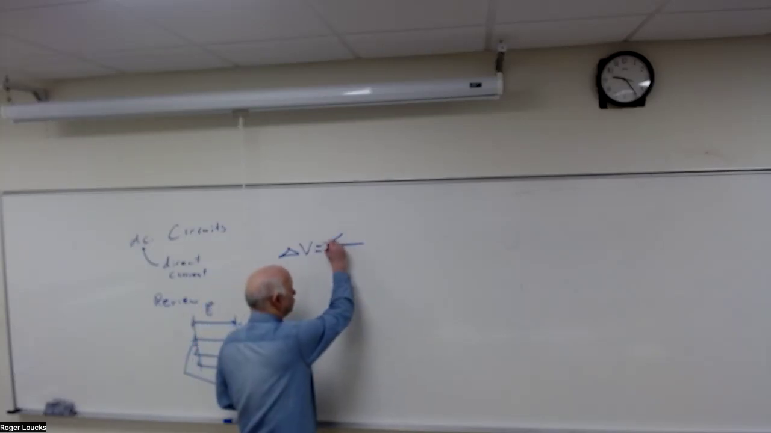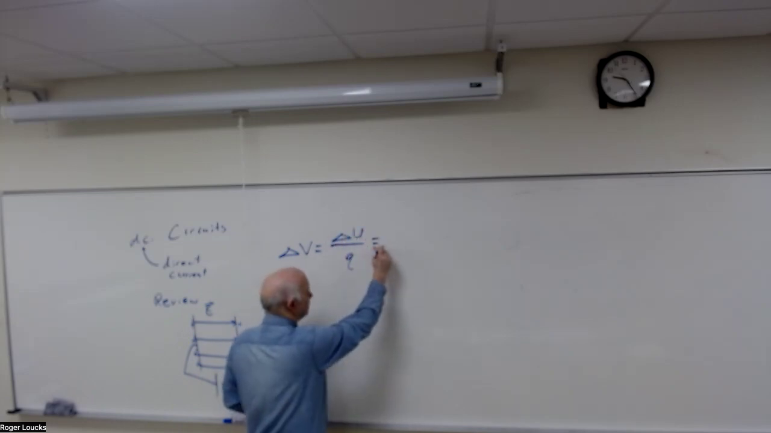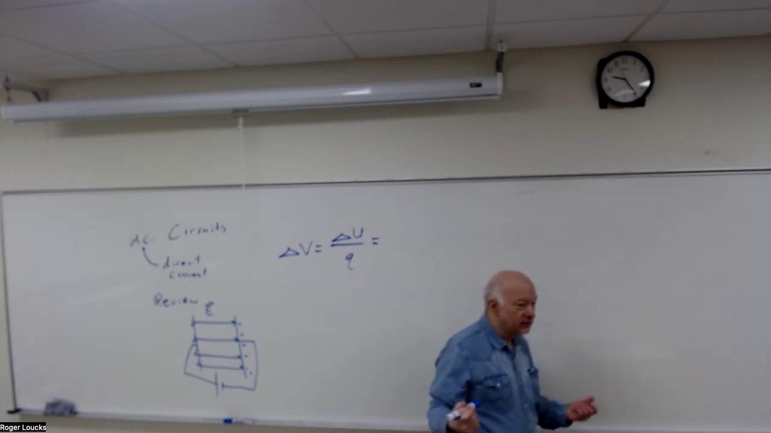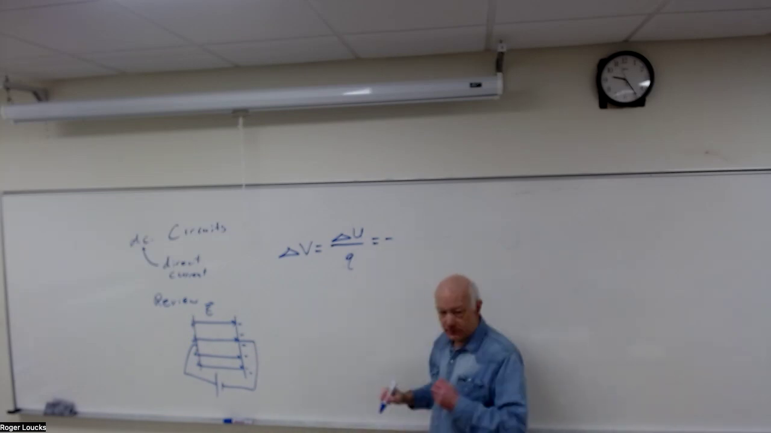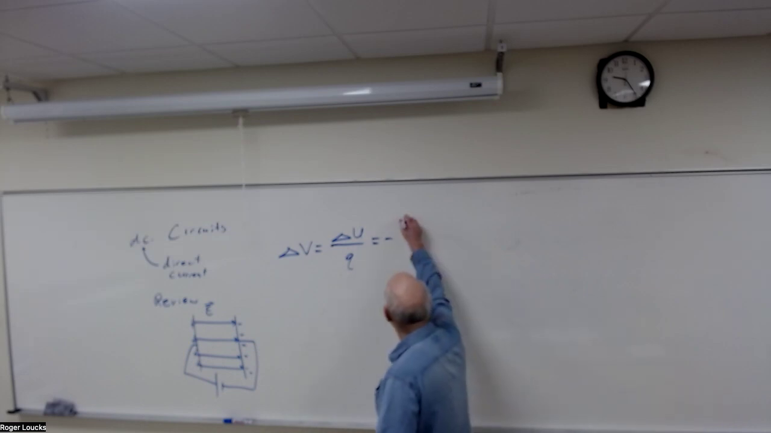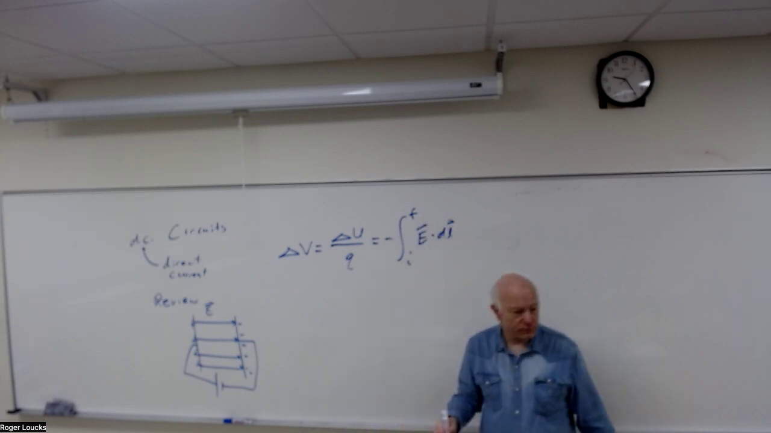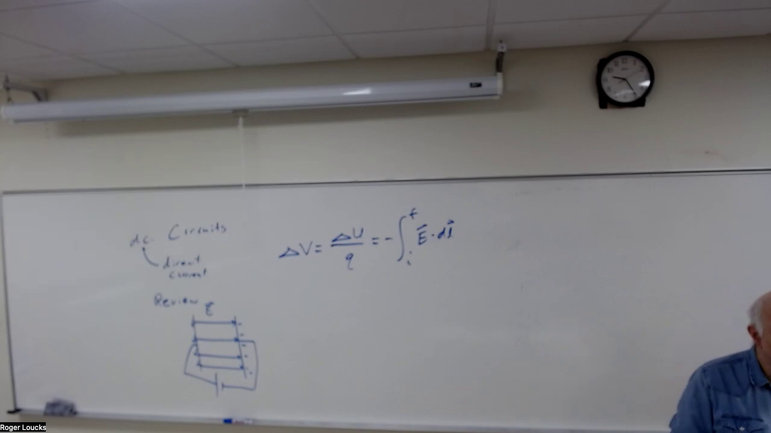Okay, we had the change in the electric potential energy over the charge moving. Good. Well, we could also write that with a minus sign, an integral of E dot dl. And what did that dl represent?